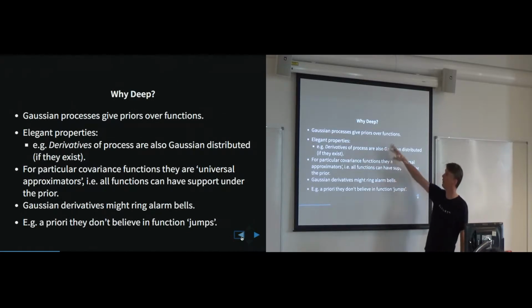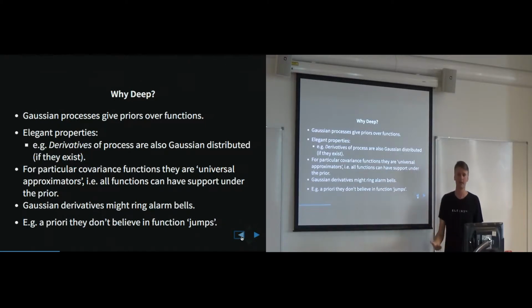Oh, yes. So why deep? Gaussian processes give priors over functions. One of their really nice properties is that the derivatives of the process, because that's a linear operator on the process, is also a Gaussian process. But that immediately tells you something about the type of functions you can represent. You can only represent functions where marginally at any point the derivatives must be Gaussian because they're jointly Gaussian.